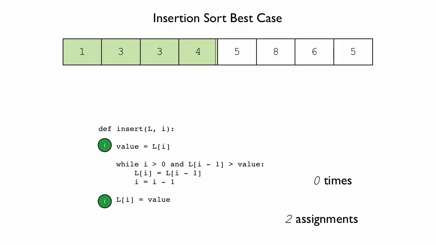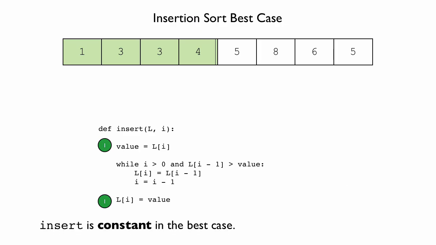And what that means is that we will always have only 2 assignment statements in the insert function. In the best case, insert is a constant runtime function, because the size of I doesn't matter. Whether I is 5 or 5 million, insert will take exactly 2 assignment statements to finish, in the best case.